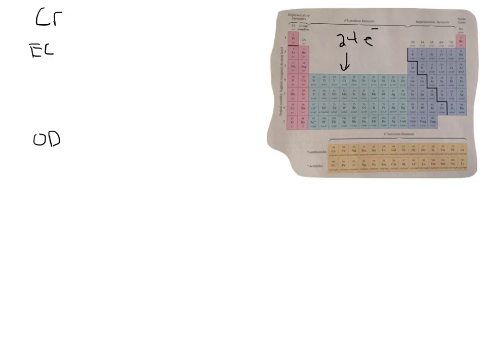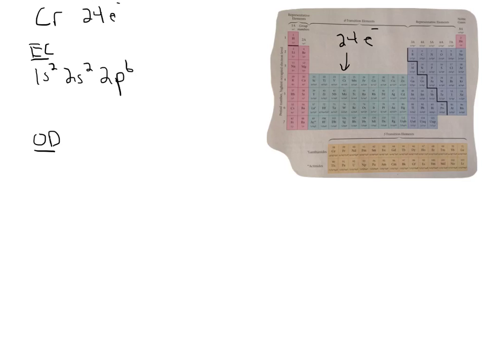So electron configuration, we're going to start, and it's got 24 electrons. So it's going to be 1s2, 2s2, 2p6. Okay? And we're going to keep track of the electrons. So right now I've got 2 plus 2, that's 4, plus 6 is 10, so I can keep going.